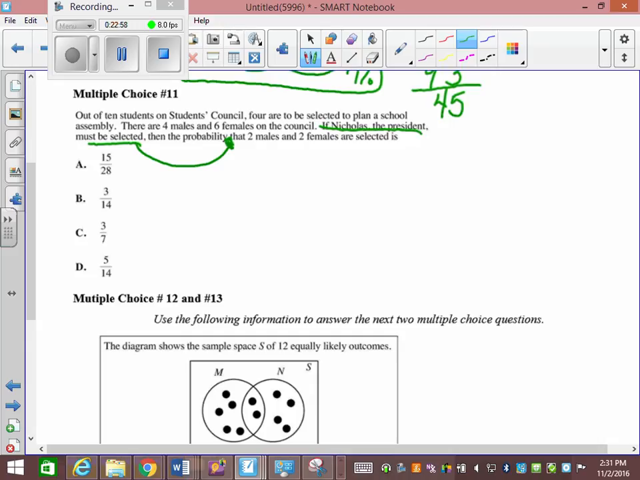Then it says, what's the probability if Nicholas the president must be selected, that 2 males and 2 females are selected? That makes a difference if Nicholas comes after or if Nicholas comes before. If Nicholas comes after, he's included as one of those 2 males. If not, he's not included. So we're going to treat him like he came after. So on the top, we're going to have Nicholas and 1 more male and 2 more females, because I'm pretty sure that's how you treated it.